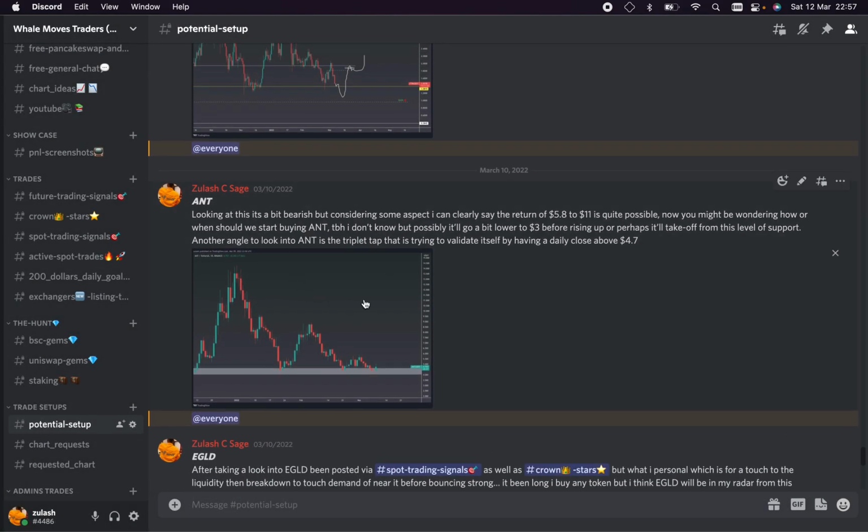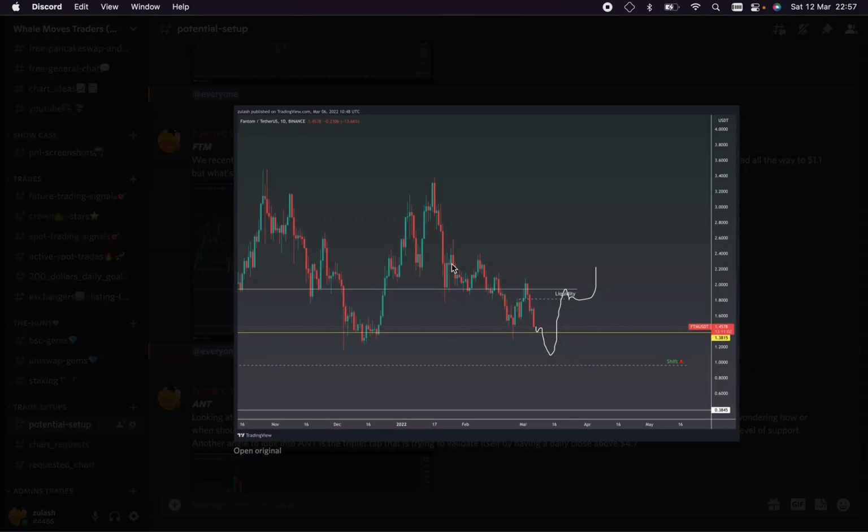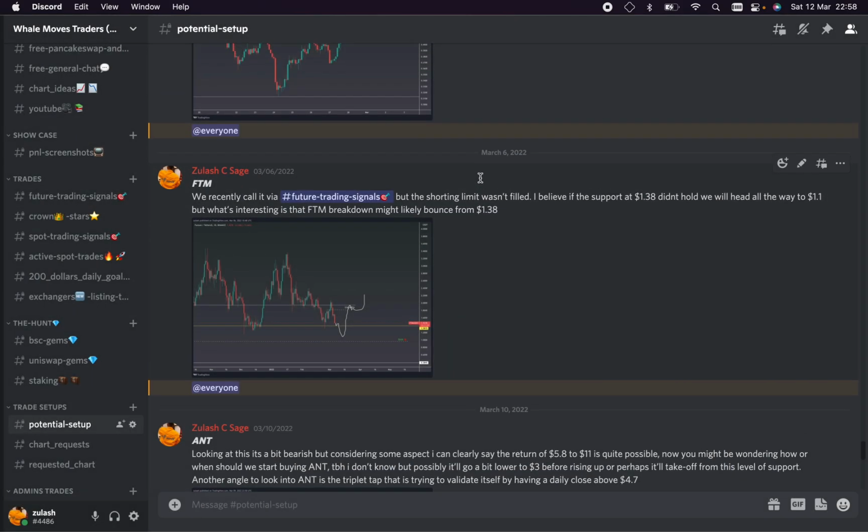ANT, it already signaled with the idea and all. FTM, it's already been posted. We're expecting a bearish move here. We're expecting FTM to break all the way down here, like 1.1, then back up. I think we smash this. We start shorting from this particular place of liquidity, around 1.7 something, and we go down all the way here. So that's how we trade it.